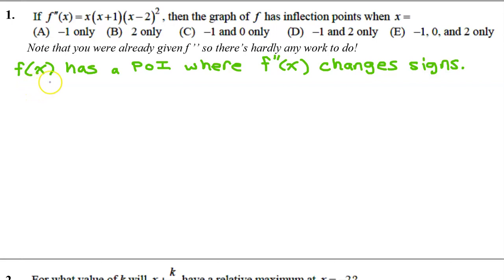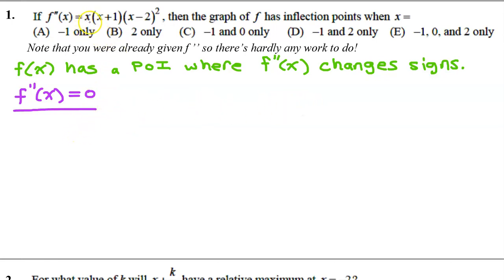We know that the original function f of x will have a point of inflection wherever f double prime changes signs. So let's start off by finding where f double prime is equal to 0, and then we will use those values to make a sign chart and find out where the sign changes.